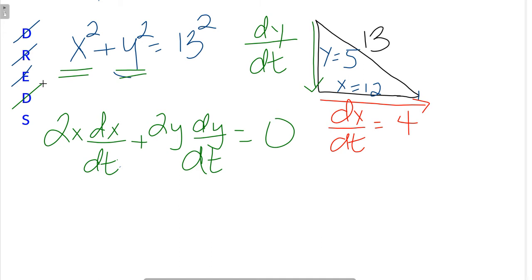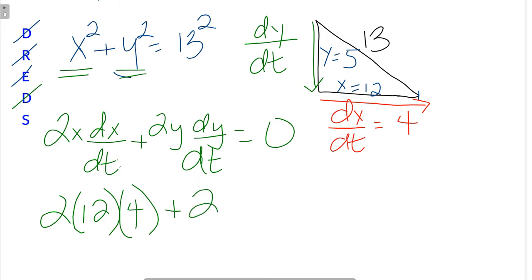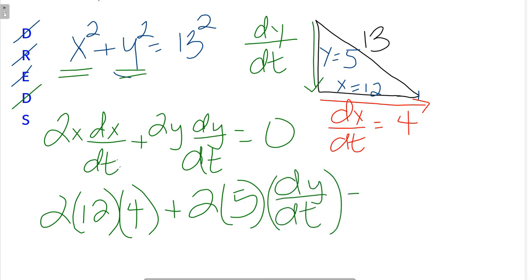I think I'm going to substitute and then go to a new page. So 2x dx dt is going to be 2 times, what's our x? It's 12. What's our dx dt? It's 4, plus 2 times y, what's our y? 2 times 5 dy dt equals 0. Okay, now it's time to open up the calculator, although I'm pretty sure we know 2 times 12 times 4 and all of that. But it's always better to use a calculator rather than to make a stupid mistake, right?